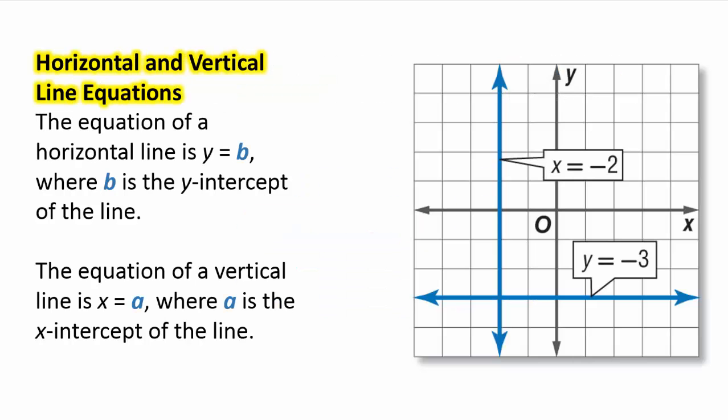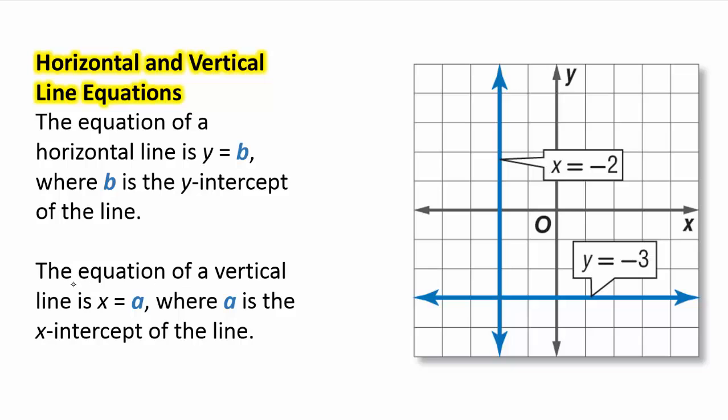Next, we're going to take a look at horizontal and vertical line equations. First, horizontal. The equation of a horizontal line is y equals b, where b is the y-intercept of the line. So if we take a look at this horizontal line here, it is at y equals negative 3. Just count down from the origin, negative 1, 2, and 3, and it's a straight line. That is the equation, y equals negative 3.